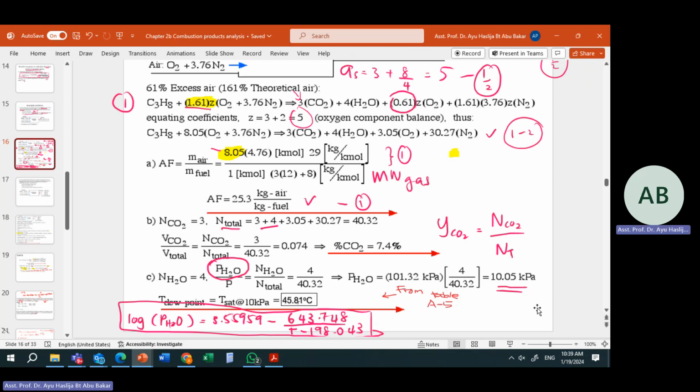Dapat? Dapat. Okay, so apart from using the Antoine equation, they straight away use the table. Okay, but need to find out the partial pressure of the water, then refer to the table. Boleh, should be boleh. Because kalau you look through, I pernah look through a few journals, this Antoine equation, it has few version of Antoine equation.